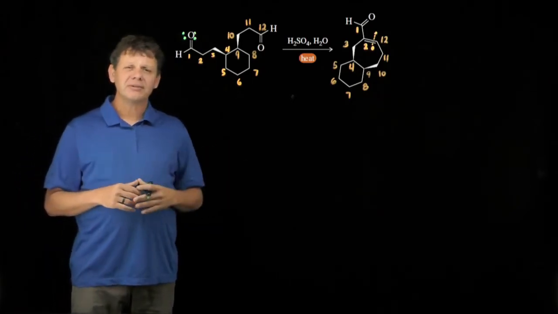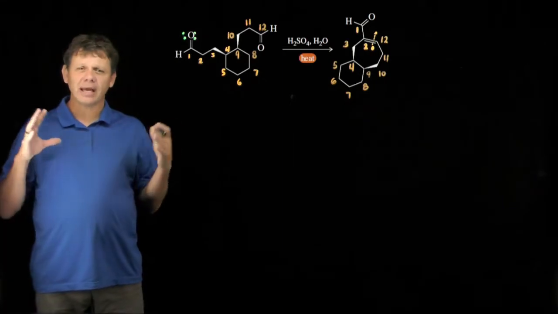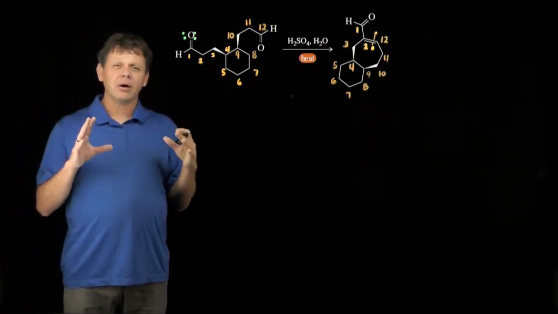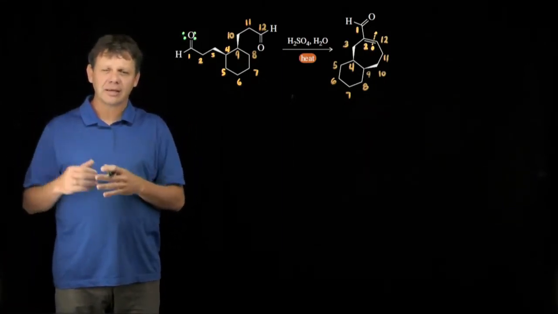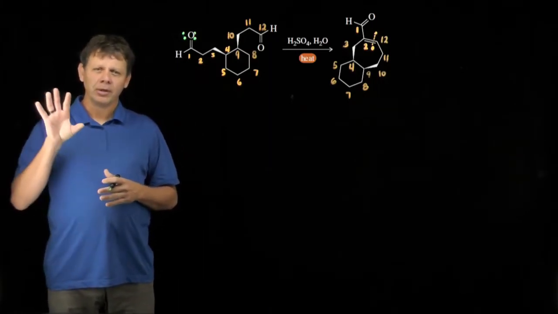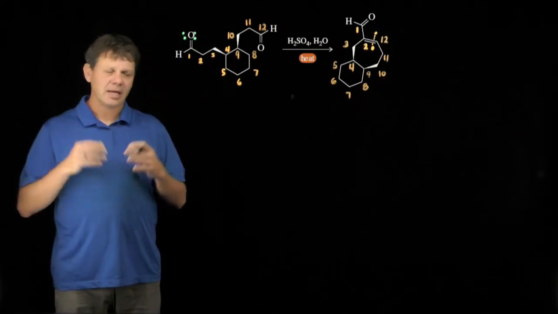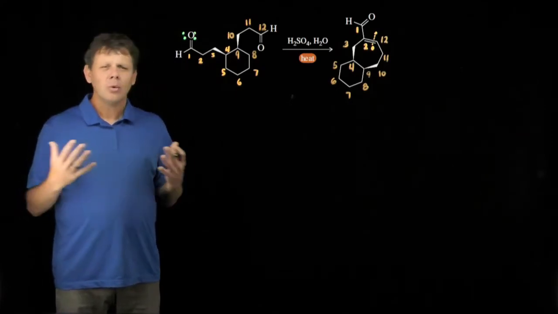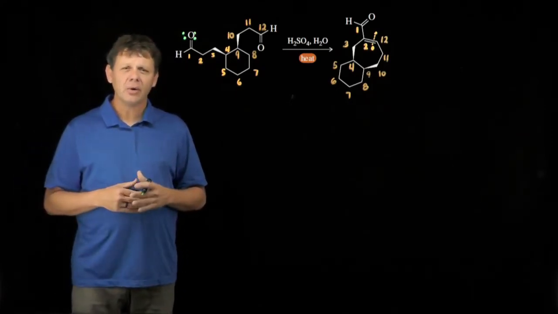So at the end of this mechanism, it's going to look like one of the more complicated reactions we've ever done, but it's because we have lots of acid-base reactions interspersed between the important bond-forming reactions we're used to in the enols, enolate chapter.